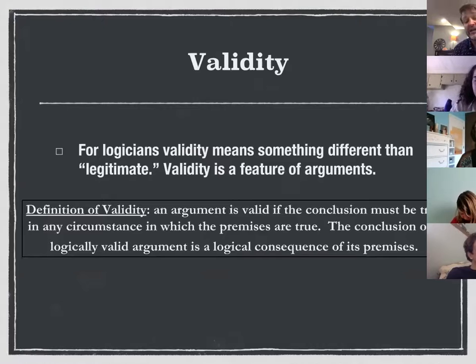So here's our definition of validity. An argument is valid if the conclusion must be true in any circumstance in which the premises are true. The conclusion of a logically valid argument is a logical consequence of its premises. So these terms, logical consequence, validity, and I will also use the term follows sometimes, they're all interrelated to one another. If an argument is valid, then its conclusion is a logical consequence of its premises. Or we might also say its conclusion follows from its premises.